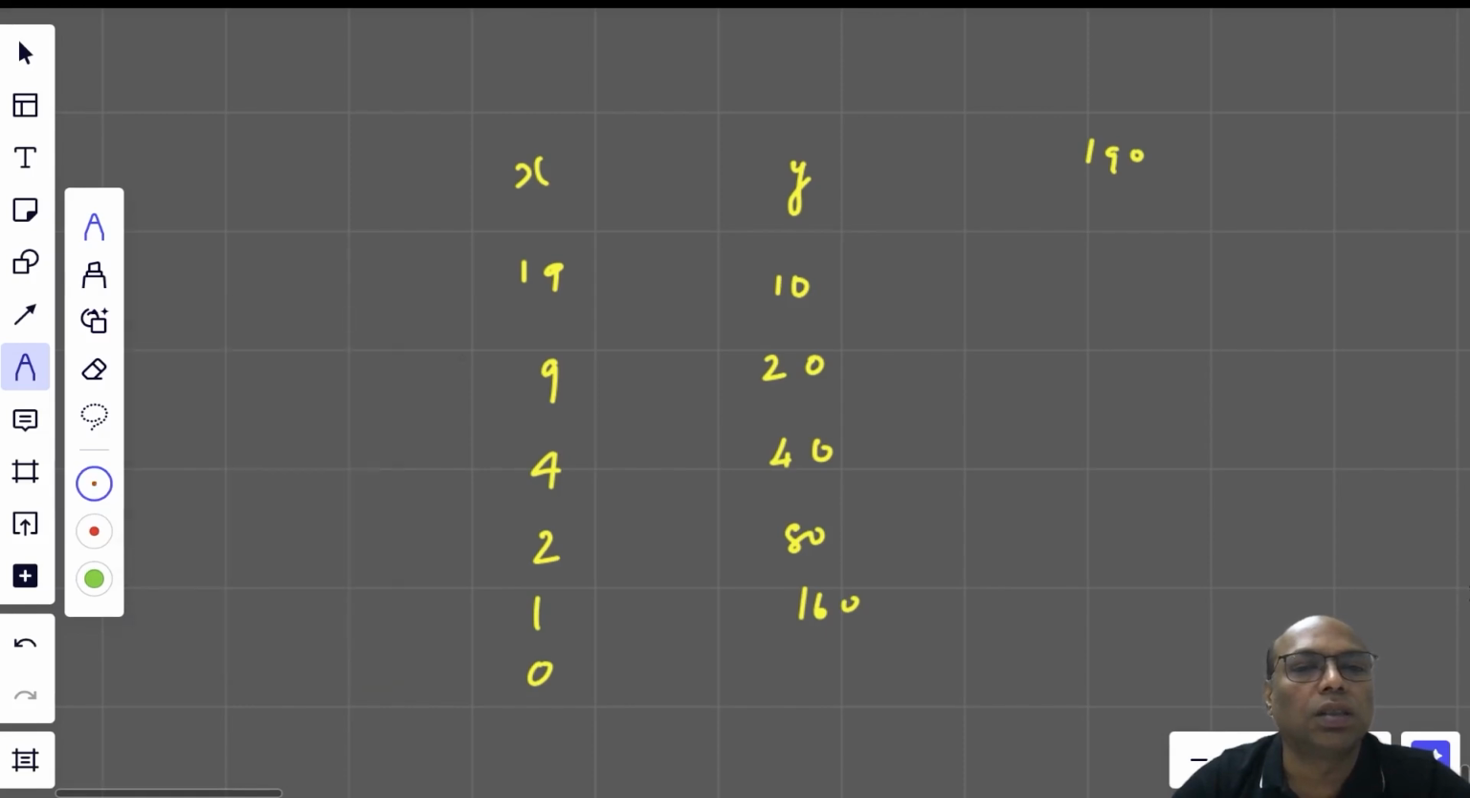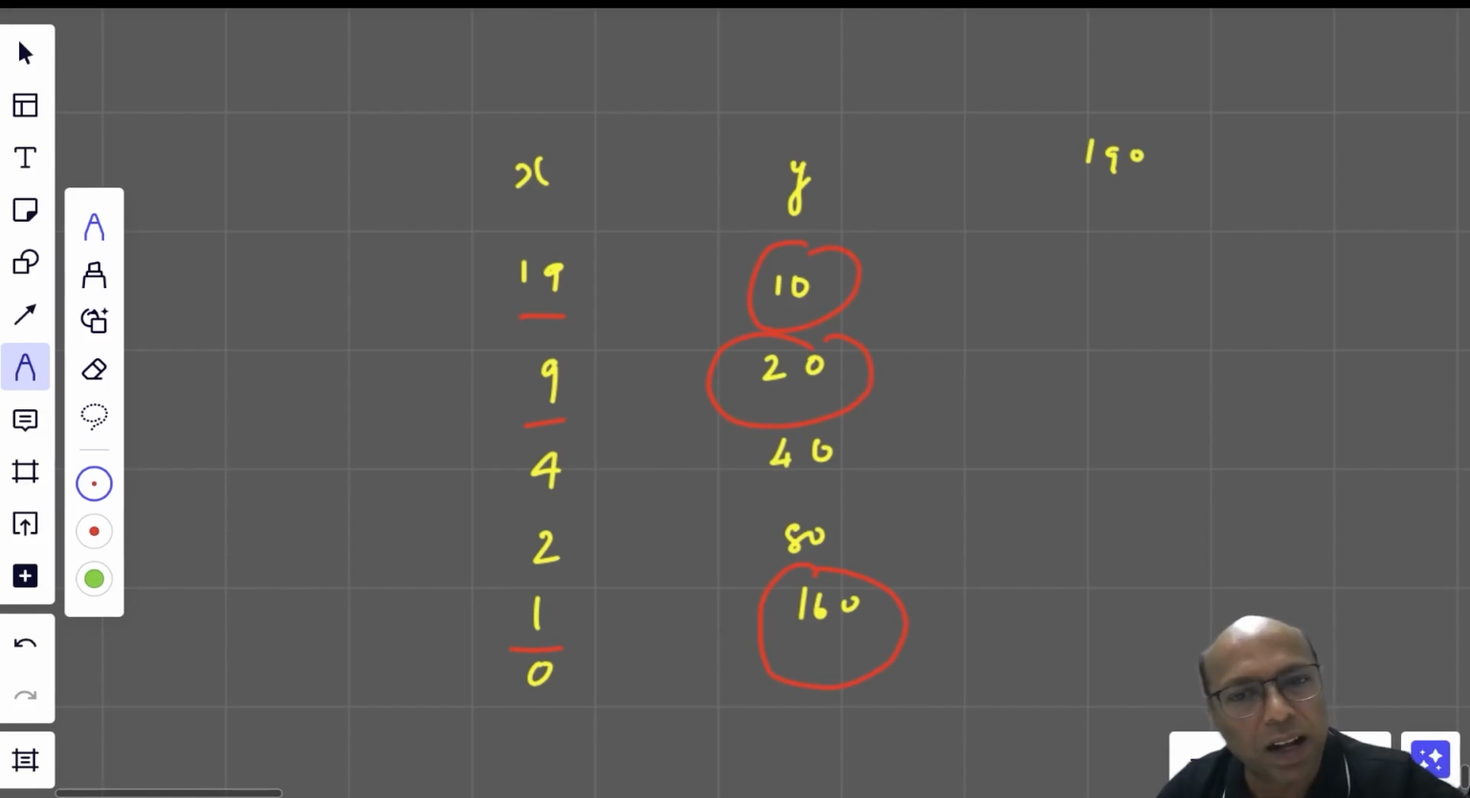Odd, add the y value. The x value is odd, add the y value. How much did it become? 10 plus 20 plus 160. How much? 190. Got it? If the x is odd, add the y value. Now tell me, how long do I need to repeat the procedure? Till the x becomes 0.